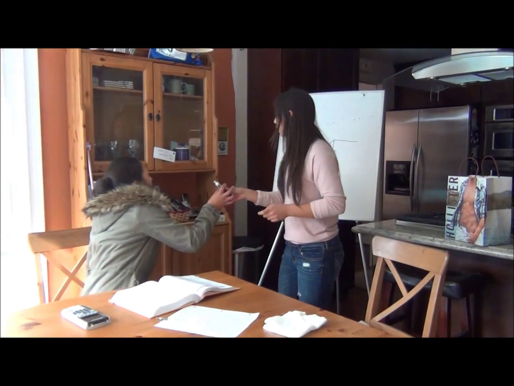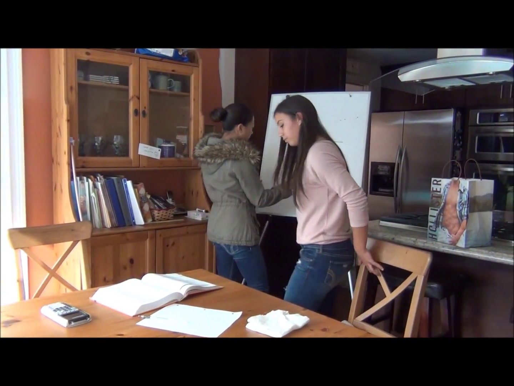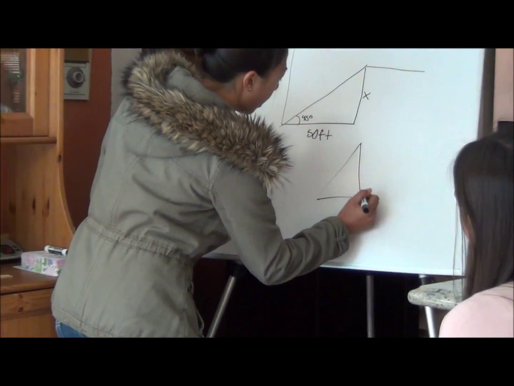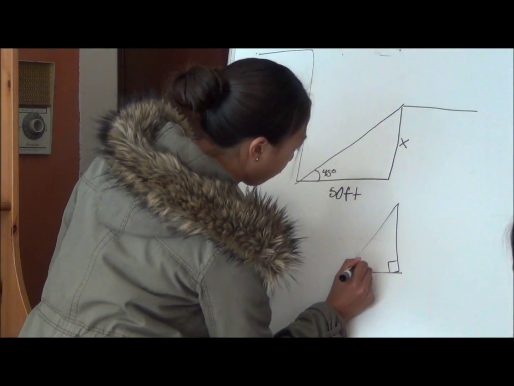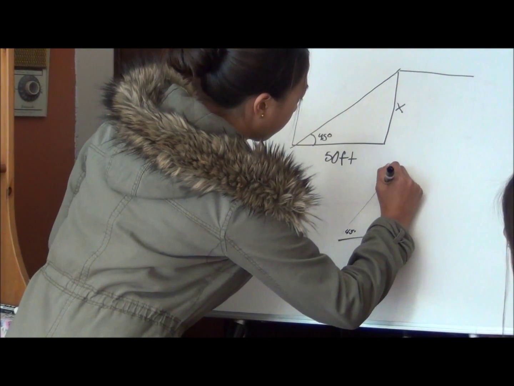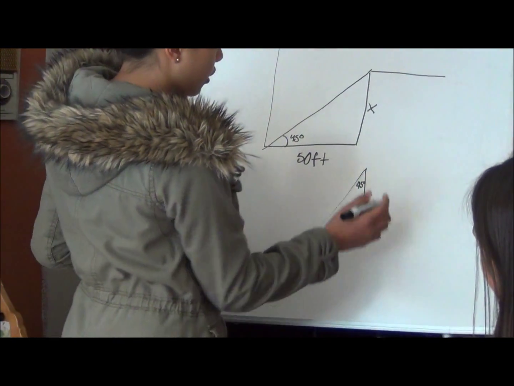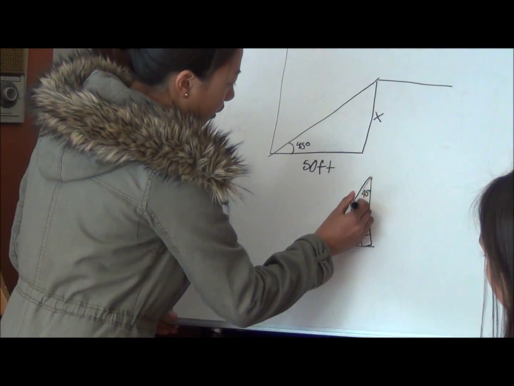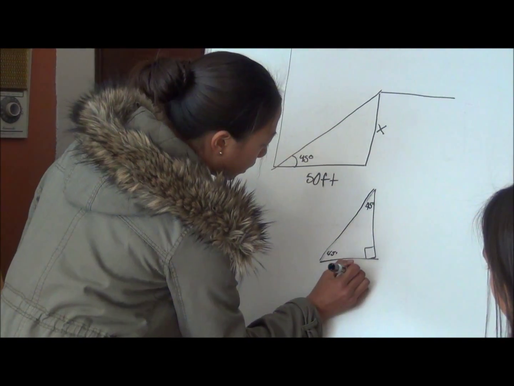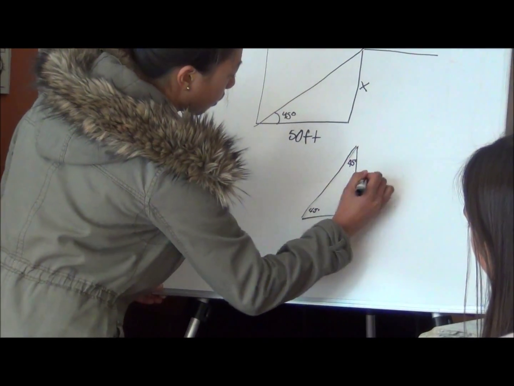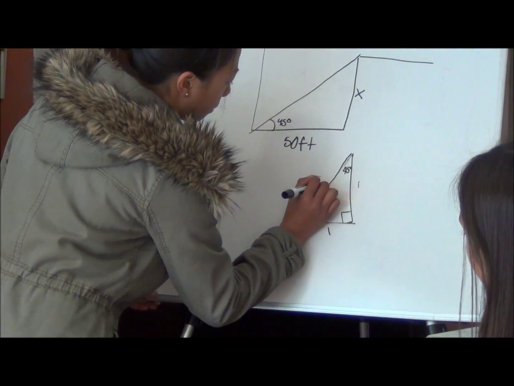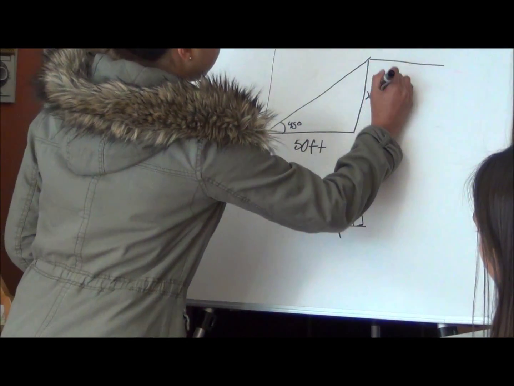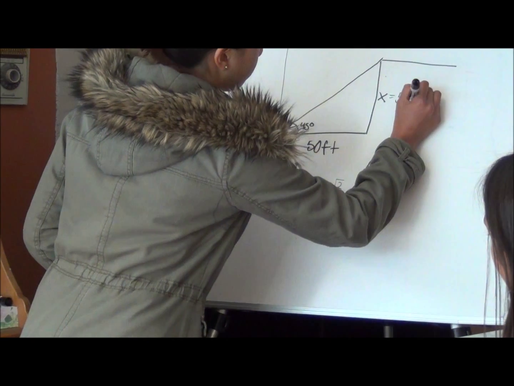There's actually two ways I think you can solve it. Okay, so there's a special triangle. And if this is 90 and this was 45 degrees, that means this one has to equal 45 degrees because a triangle has to have 180 degrees altogether. And the theorem says that this is 1, and this would be the square root of 2. And if this is equal to that, that means x equals 50 feet.